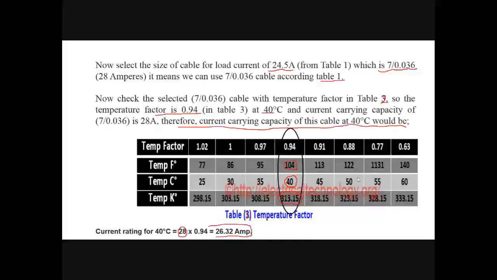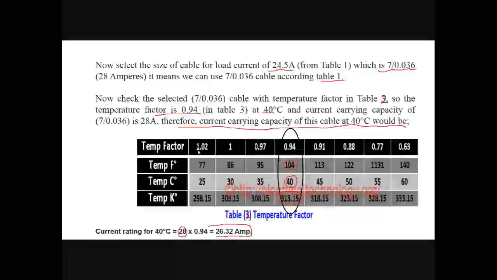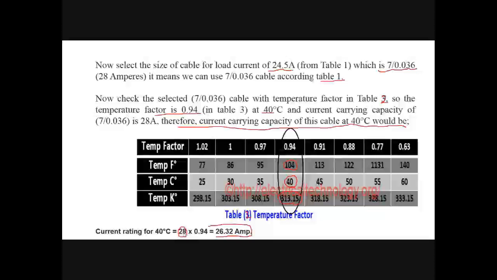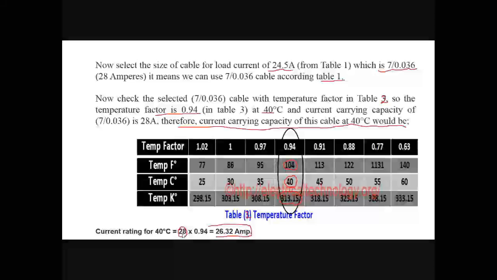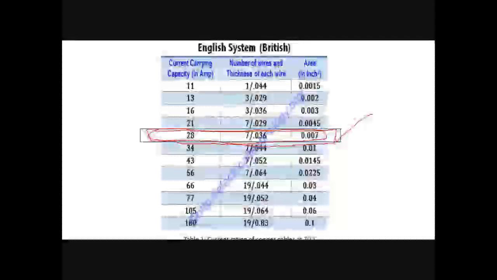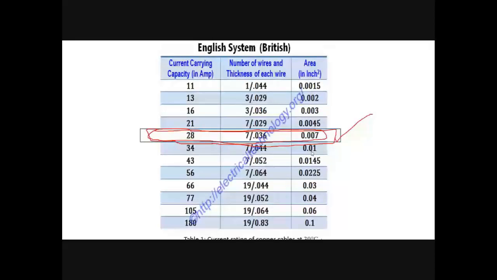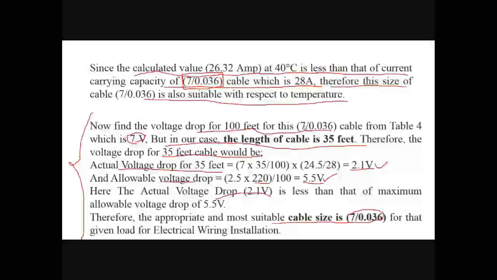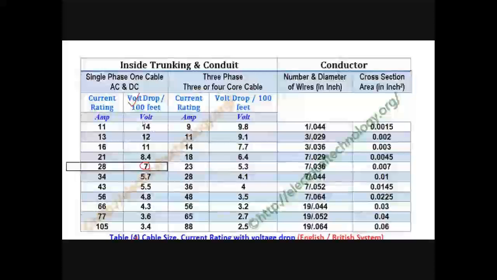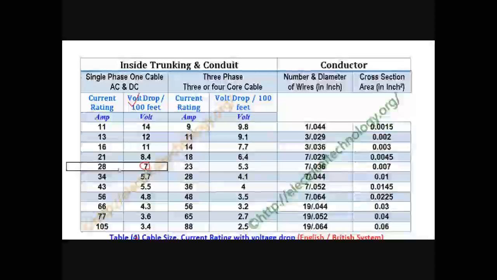But if the value changes, say they have given the factor at 25, then the value is going to change to 1.02. After this value, we have to take the next limit. If you multiply 28 with 1.02, it is obviously greater than 28. So at that time you have to consider the 34 ampere current value. And the last point is we have to consider the 100 feet voltage drop.